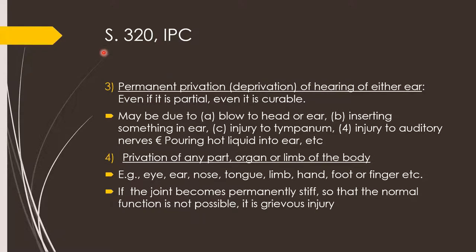Fourth point is privation of any part, organ or limb of the body. Example, eye, ear, nose, tongue, limb, hand, foot or finger, etc. And if the joint becomes permanently stiff, so that the normal function is not possible, it is considered as a grievous injury.